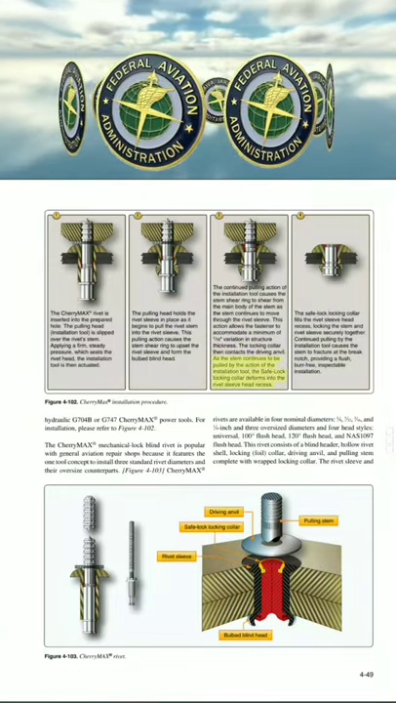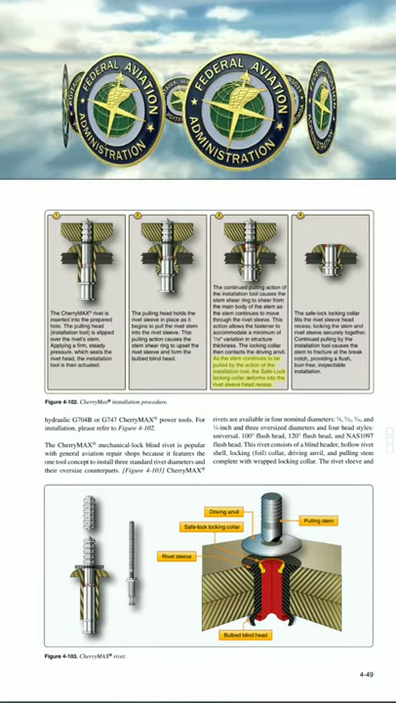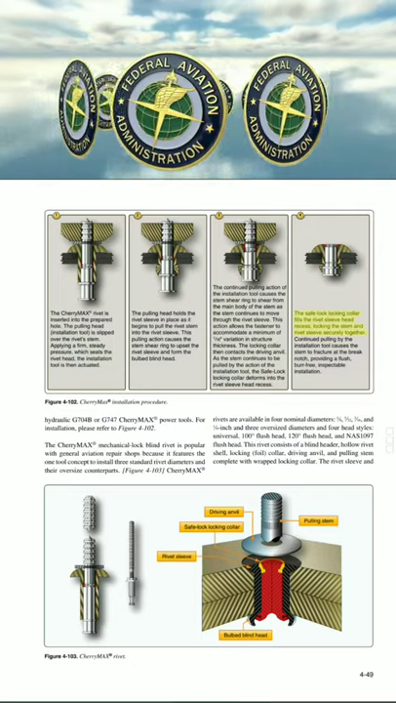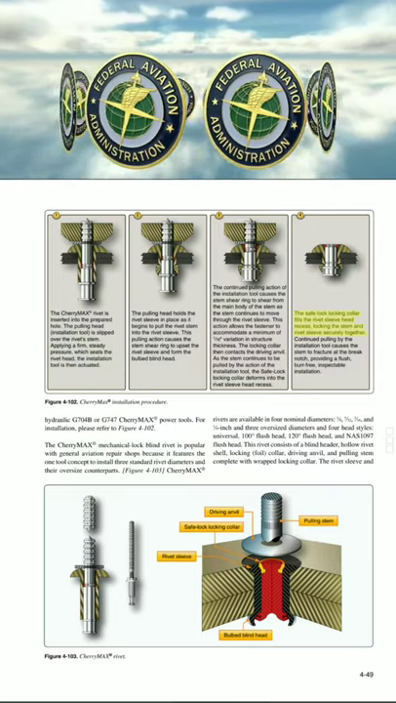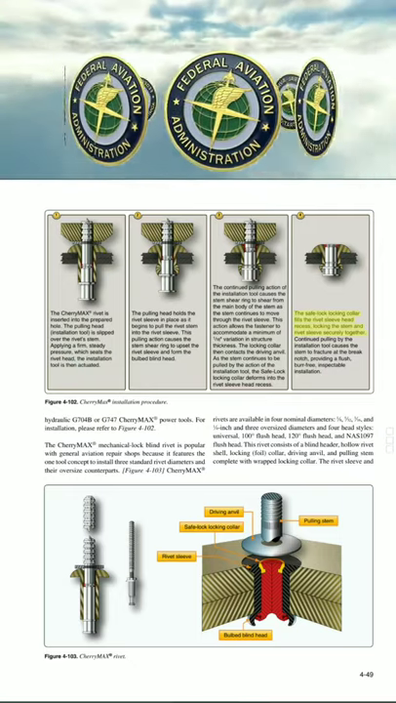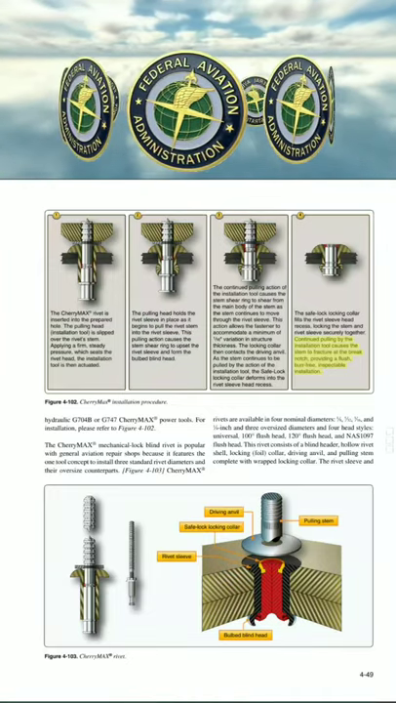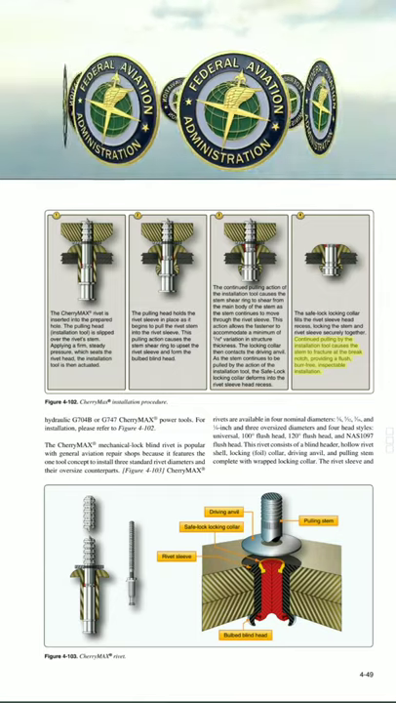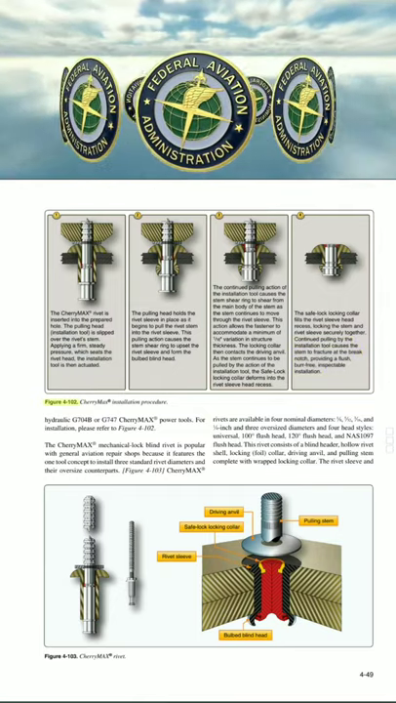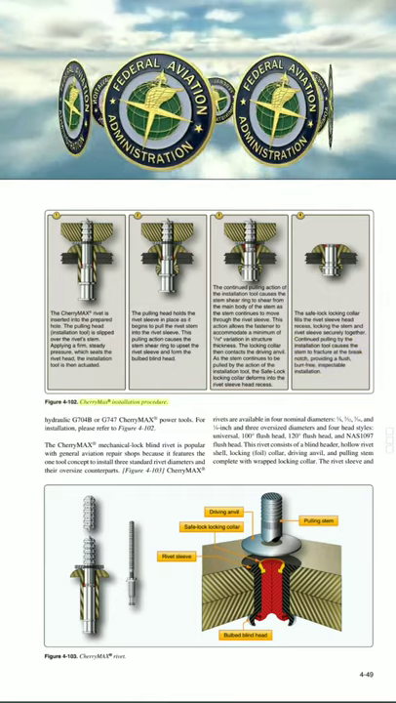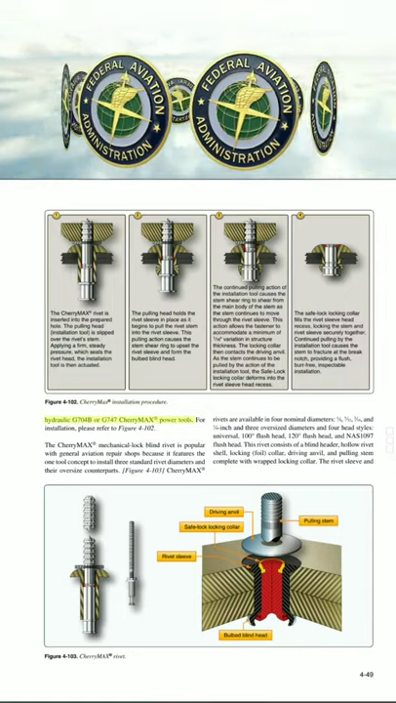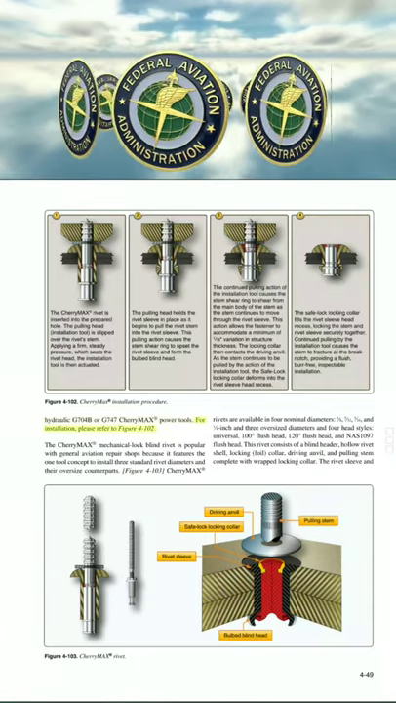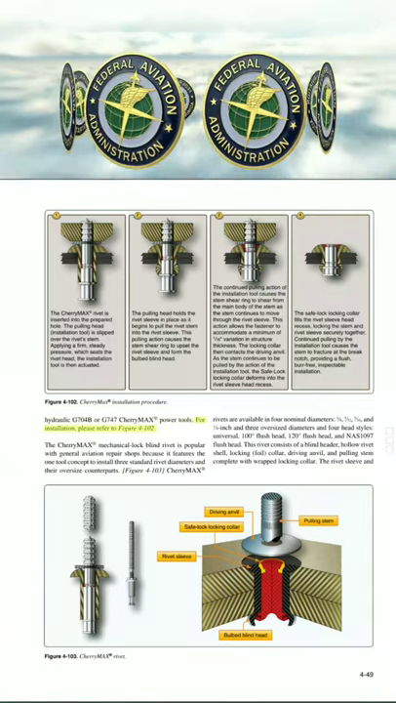As the stem continues to be pulled by the action of the installation tool, the safe lock locking collar deforms into the rivet sleeve head recess. The safe lock locking collar fills the rivet sleeve head recess, locking the stem and rivet sleeve securely together. Continued pulling by the installation tool causes the stem to fracture at the break notch, providing a flush, burr-free, inspectable installation. Figure 4-102. Jerrymax registered installation procedure. Hydraulic G704B or G747 Jerrymax registered power tools. For installation, please refer to Figure 4-102.